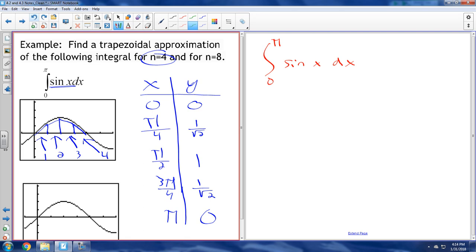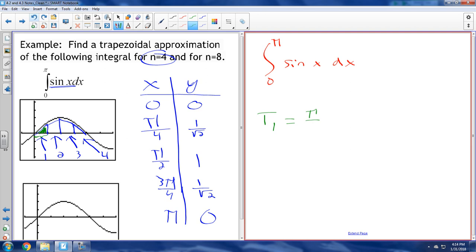Let's talk about our first trapezoid right here, trapezoid 1. Okay? So that's T1, trapezoid 1, and that's going to equal the height of that trapezoid. Well, the height of that trapezoid is the width of that trapezoid because it's on its side. So the height of that trapezoid is actually going to be pi over 4. This distance here is pi over 4.